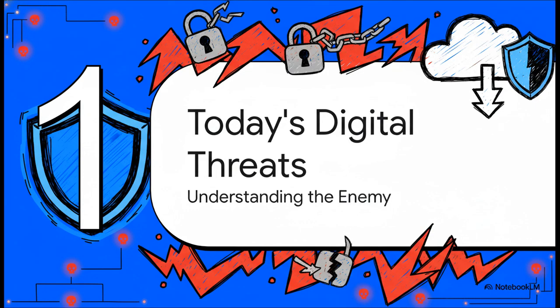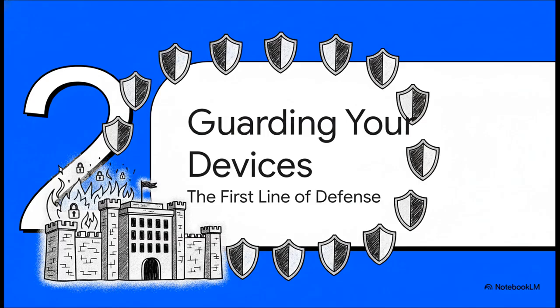Section 1. Today's digital threats. Before you can build a fortress, you have to know your enemy. Okay, on to Section 2, guarding your devices. Our very first line of defense is the perimeter. I want you to think of your network like a corporate headquarters. First thing you got to do is secure the outer walls and the main gates.